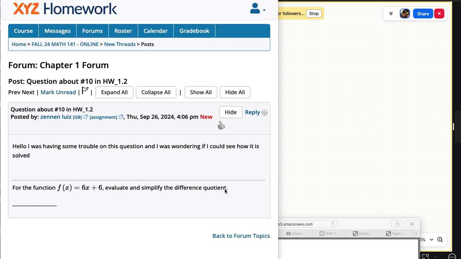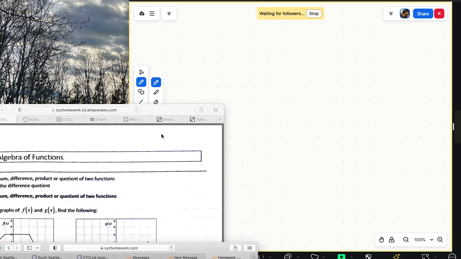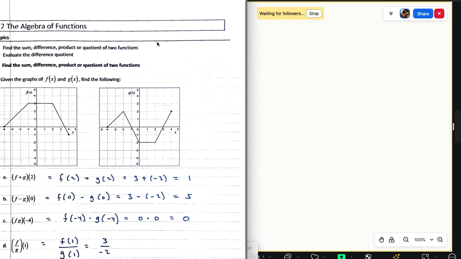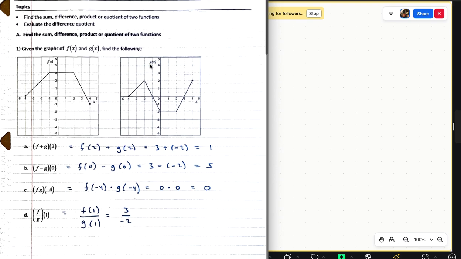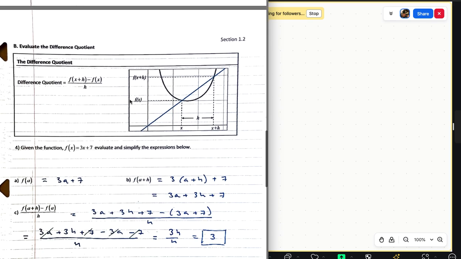Hey there. So this question is asking us to evaluate and simplify the difference quotient. And so that is a formula, which, where did I put it? Oh, there it is. That is this formula in the 1.2 notes. And so here's the difference quotient.